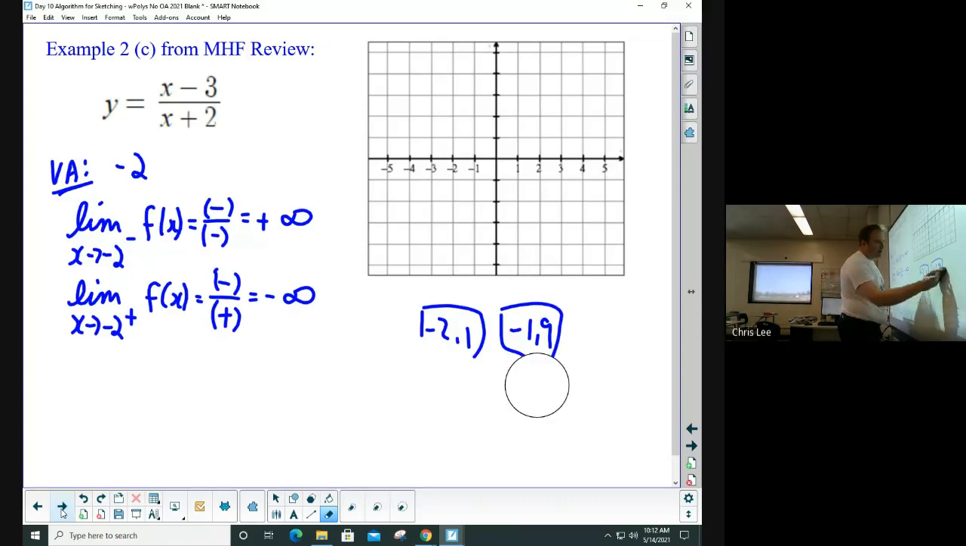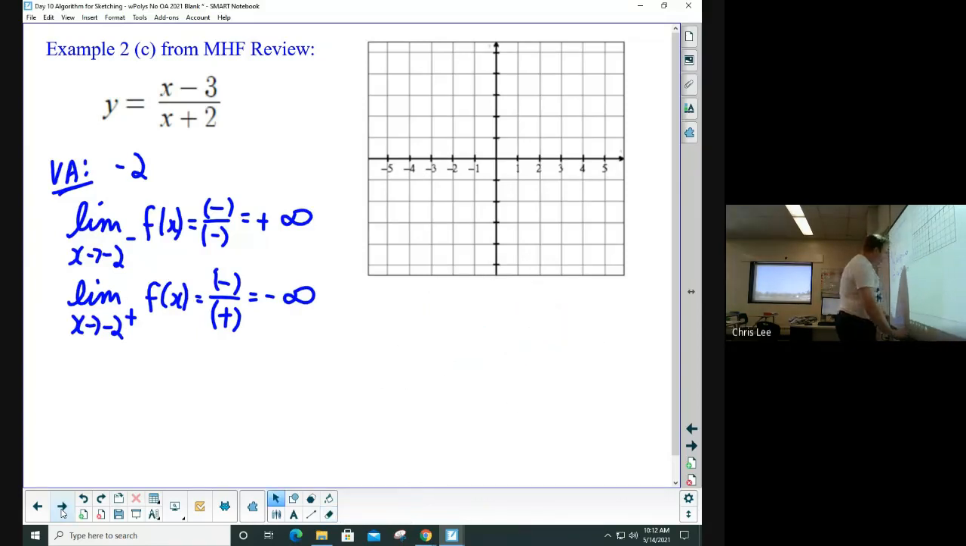So exactly the same concept of what we did before, but our notation is a little bit more formal in that we have these limits. But we've got our first bit of information on our sketch. So let's throw this bit of information on there.